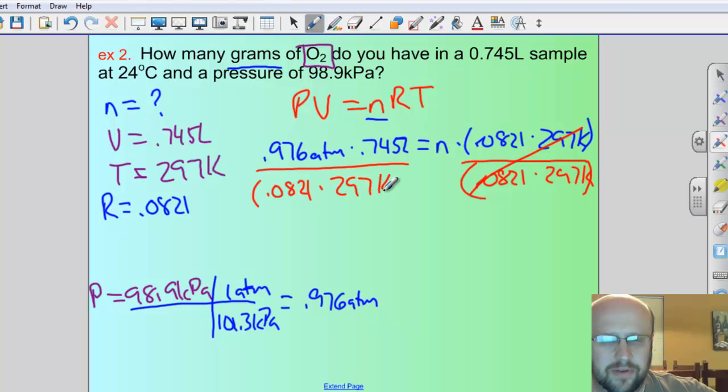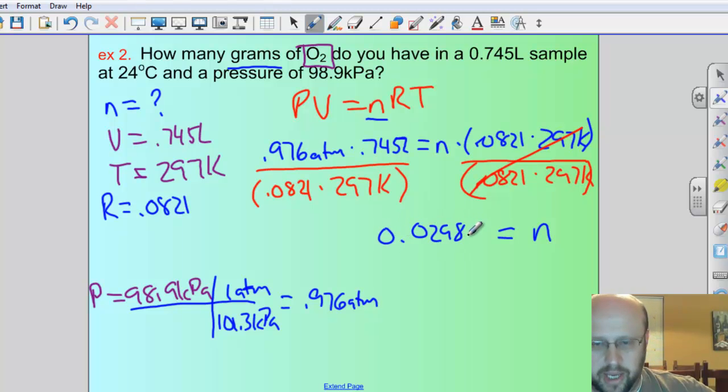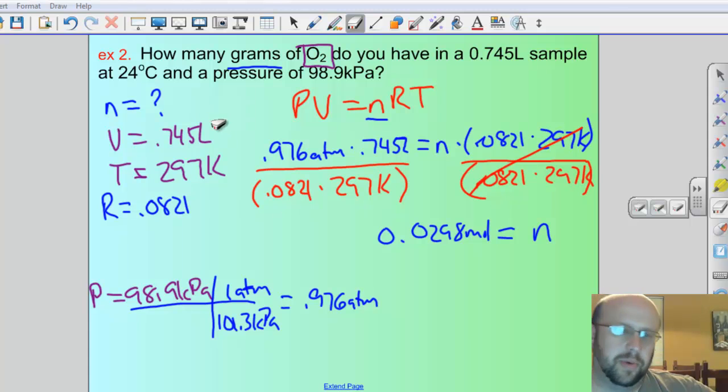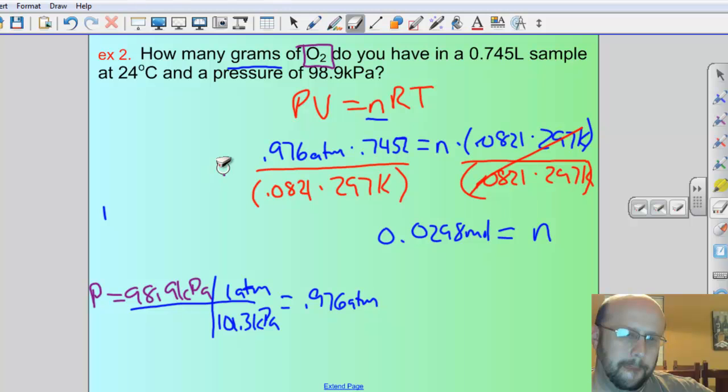You don't have to do that. You can break that up into little pieces. Probably best if you do. But the gist of that is that it comes down to be, I've still got n over here on the right, and I do all the math, and I come out with 0.0298 moles of O2. Now, I'm not done with the problem. In fact, I'm going to clear myself up some space here. Okay? Because that's not the end of the problem, right?